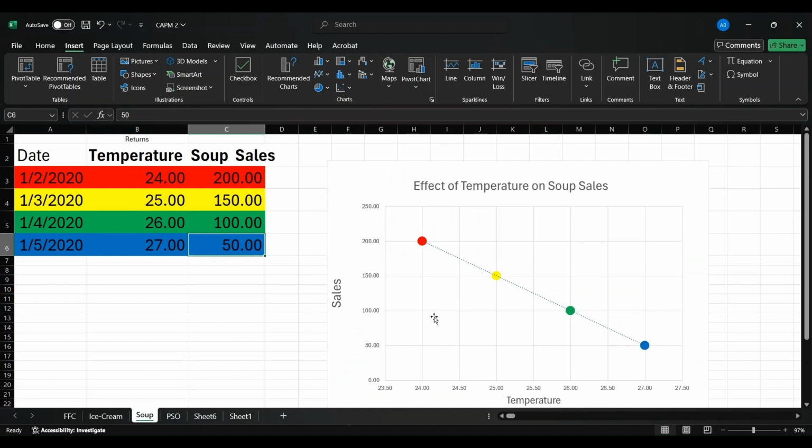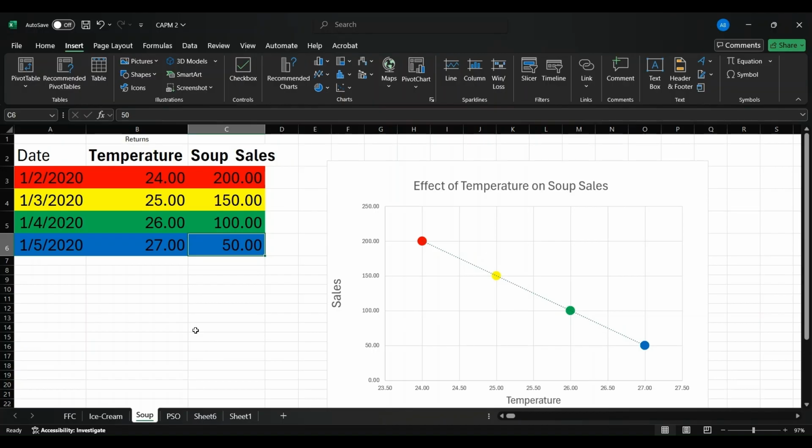Now let's suppose there is another shop which sells soup. As the temperature increases from 24 to 25, the soup sales fall. From 25 to 26 degrees, they further fall to 100. Finally, when the temperature reaches 27 degrees, their sales fall to about 50. Now, this is a negative trend which can be seen from the trend line.